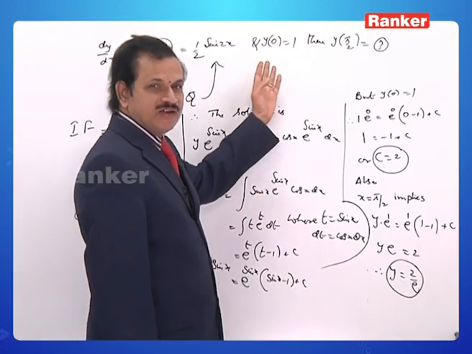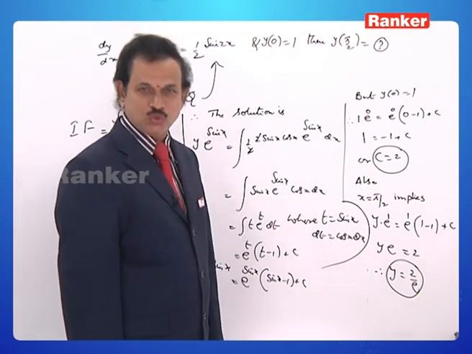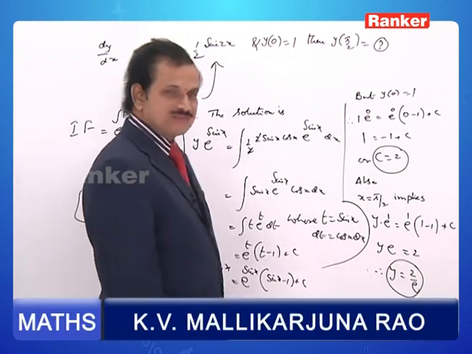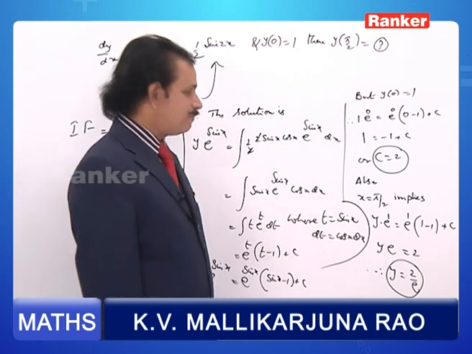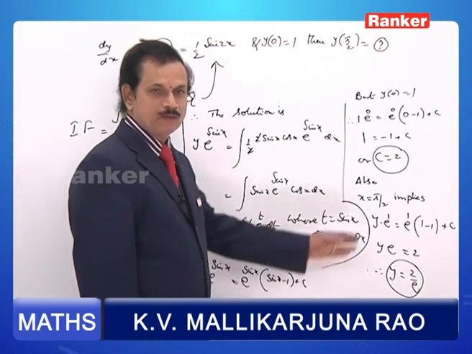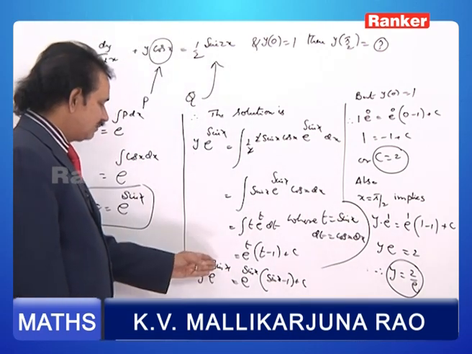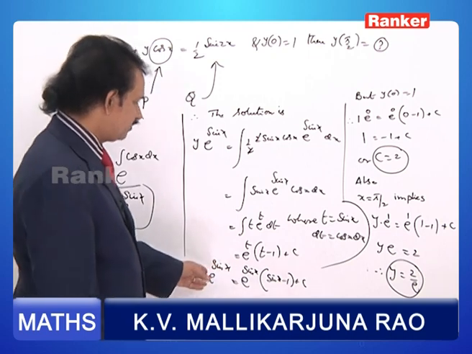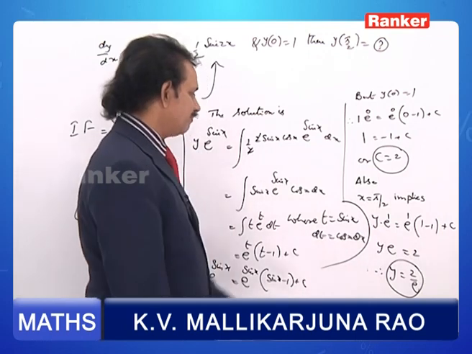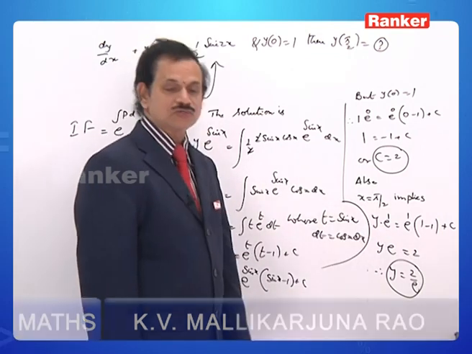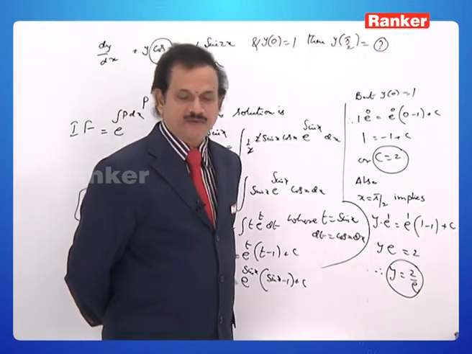By making use of y at 0 is equal to 1, we are able to have the value of c as 2. But the actual question is y at pi by 2. We have to find. So what happens when x is equal to pi by 2? You substitute x is equal to pi by 2 here. Y into e power sin pi by 2, that is y into e power 1 is equal to e power 1 into 1 minus 1 plus c. Thereby we have ye is equal to 2, or y is equal to 2 by e is the right solution.